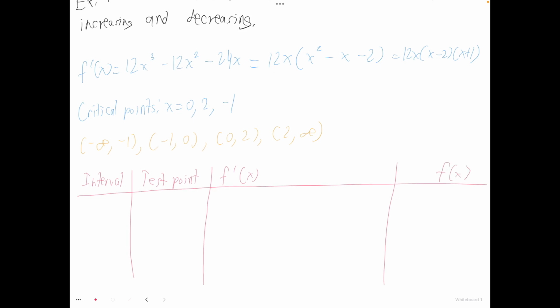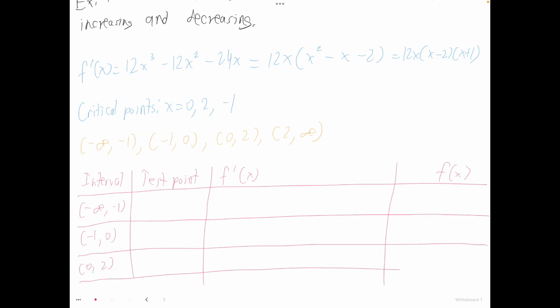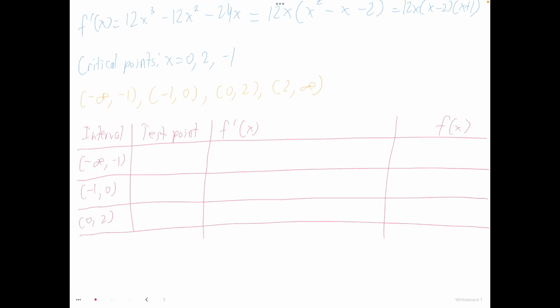So we first have the interval from negative infinity to negative 1. Then negative 1 to 0. 0 to 2, and then 2 to infinity. Remember, the derivative is 12x times x minus 2 times x plus 1.